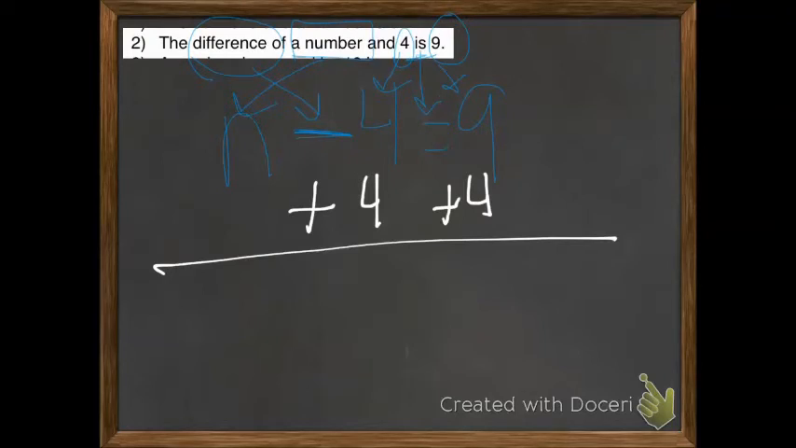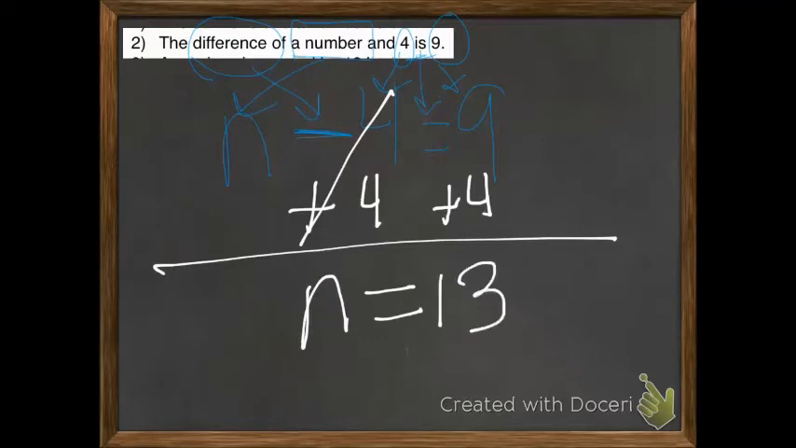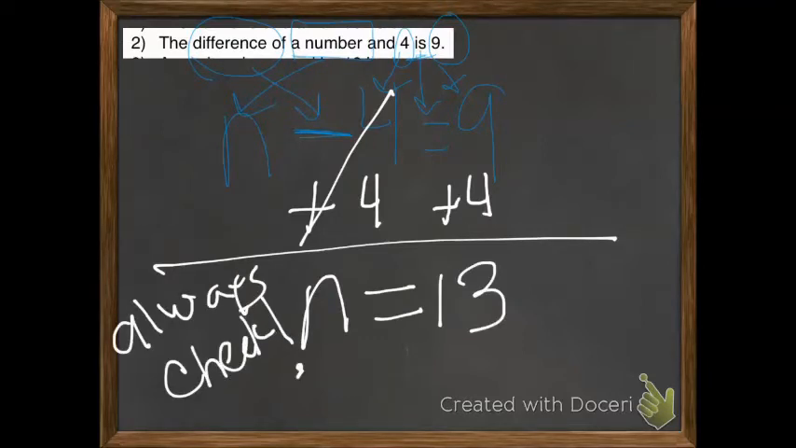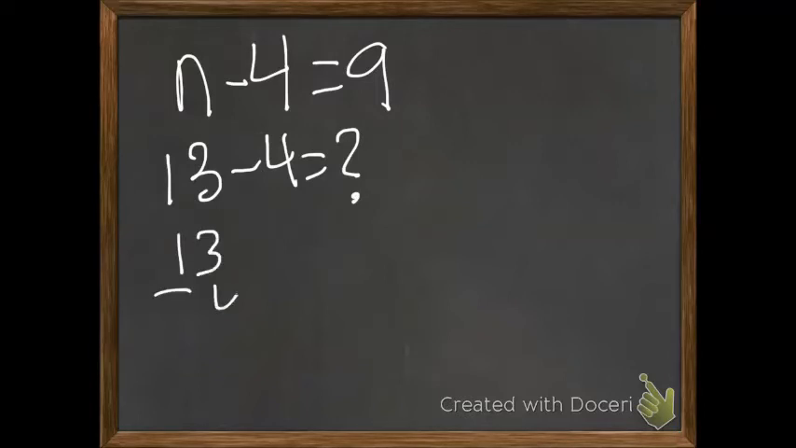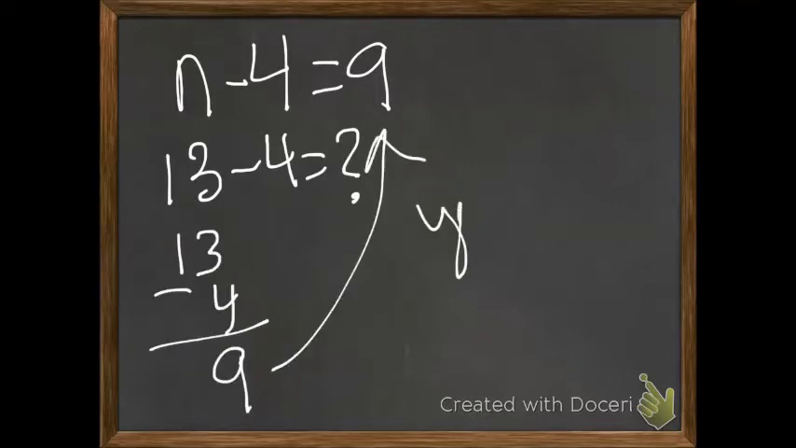I'm going to add 4 to both sides to solve. When I do that, I end up with n equals 13. Always check your answer. I have n minus 4 equals 9. Substitute in 13 for n. 13 minus 4 is indeed 9.